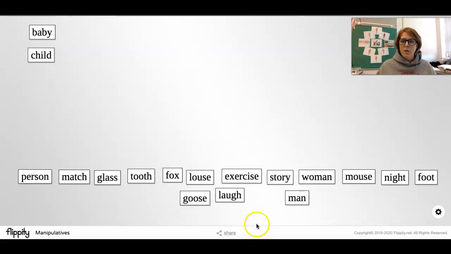Now I go to the letter D. I don't see any D words. E, F. I see two F words. So I'm going to put these words like this.